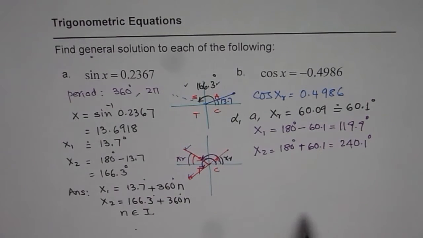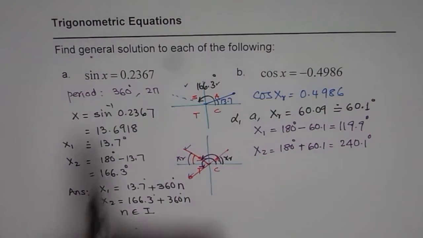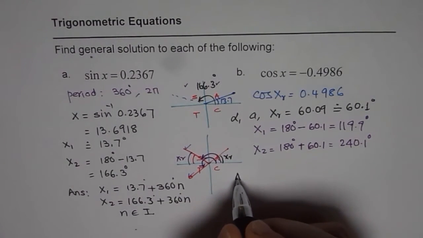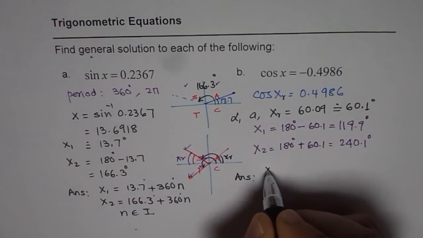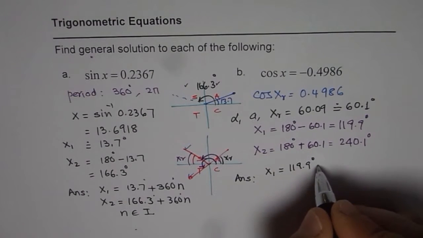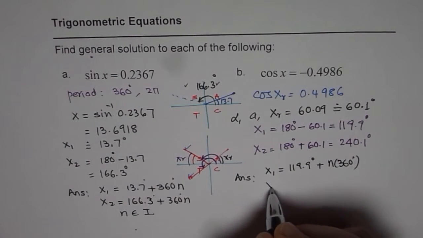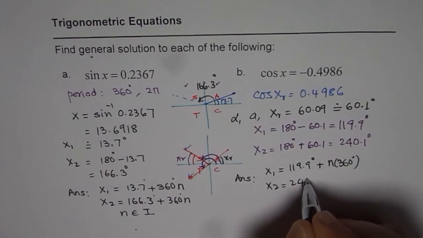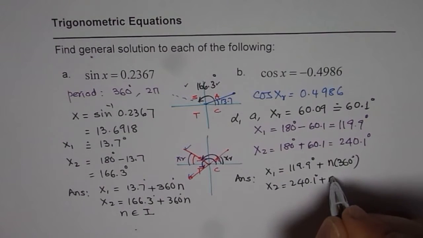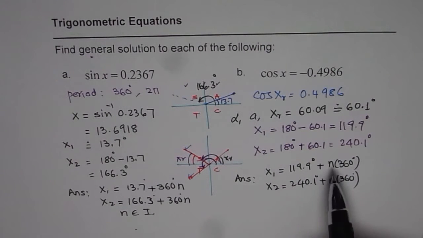To provide the general solutions, we know that cos repeats after every 2 pi or 360 degrees. So we can write our general solution with two values for the angle. One is 119.9 degrees plus n times 360 degrees, or it could be 240.1 degrees plus n times 360 degrees. You can also do this calculation in radians, and then the period will be 2 pi.